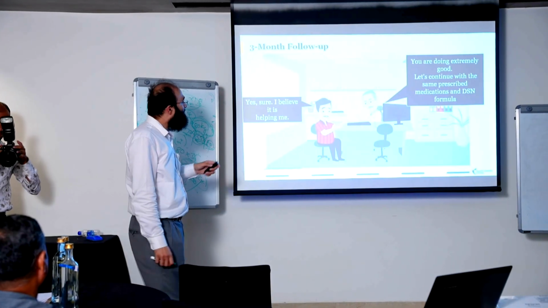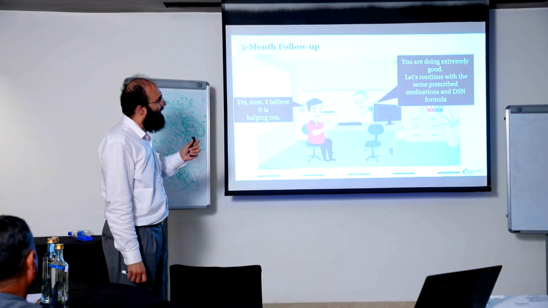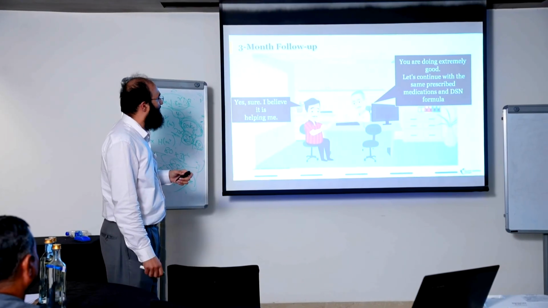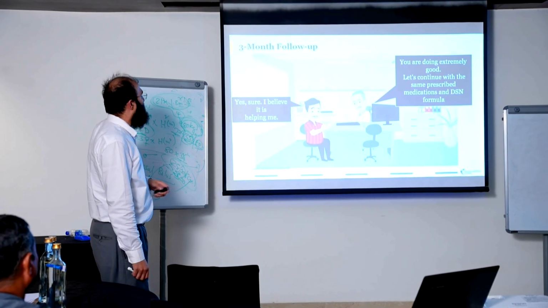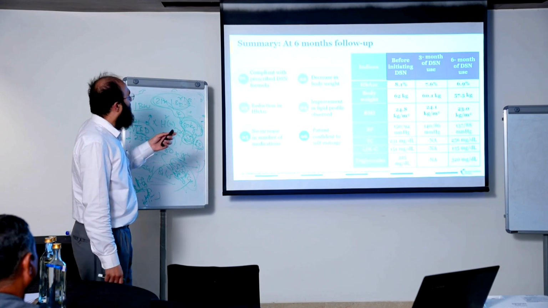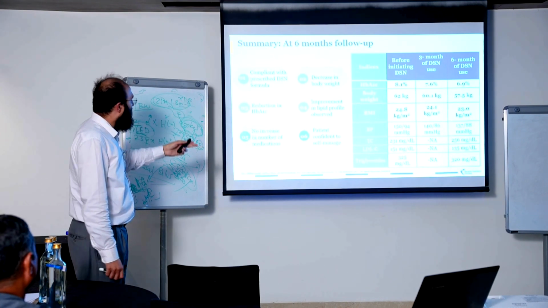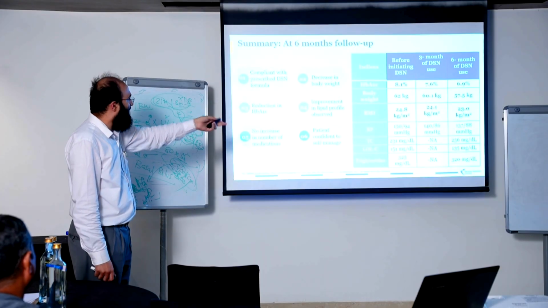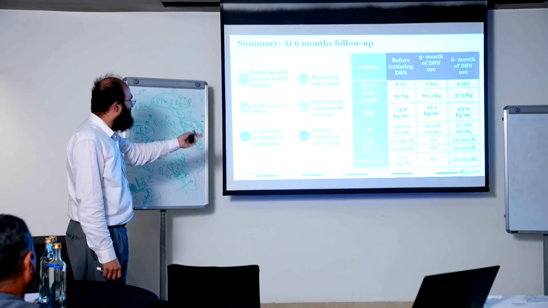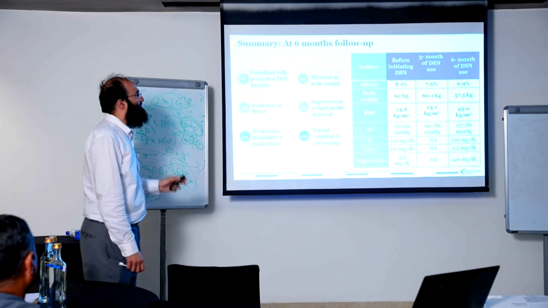At the 3 months follow-up: You are doing extremely good. Let's continue with the same prescribed medication and DSM formula. "Yes, sure, I believe it is helping me." The patient will himself care. At 6 months follow-up: compliant with prescribed DSM formula, decrease in body weight, reduction in HbA1c, improvement in lipid profile, no increase in number of medicines, patient confident to self-manage.